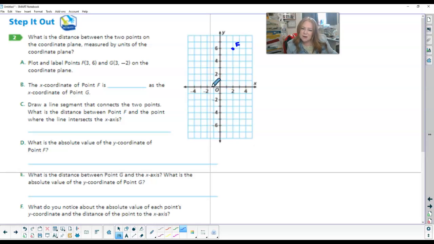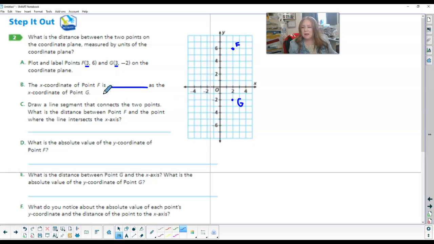And then G is over 3 down 2. So here we have G. So the x coordinate of point F is, so x, right? So x on this one was 3, and x on G was 3. So what do you notice about those? Their x coordinates are the same, 3.